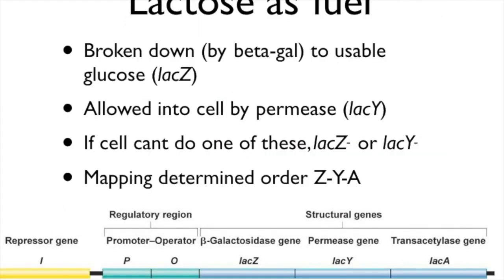I've spoken to you a bit about the role of lactose in bacterial metabolism, and that they need to break it down in order to access the glucose that they can use for their metabolic purposes. The structural genes, their function is described here. So LAC-Z is responsible for producing beta-gal that breaks down lactose. LAC-Y codes for permease, which allows the lactose into the cell. And I already talked to you about the function of transacetylase.